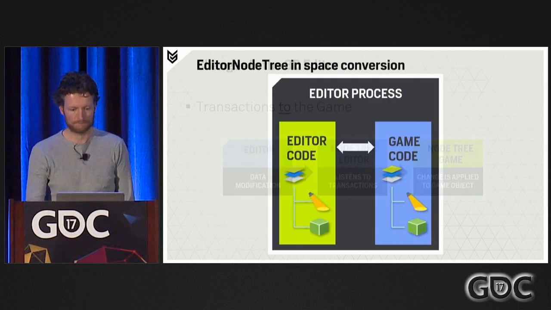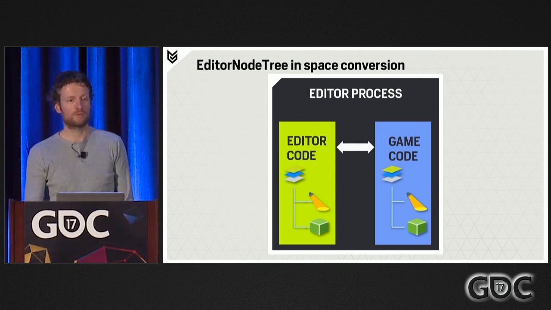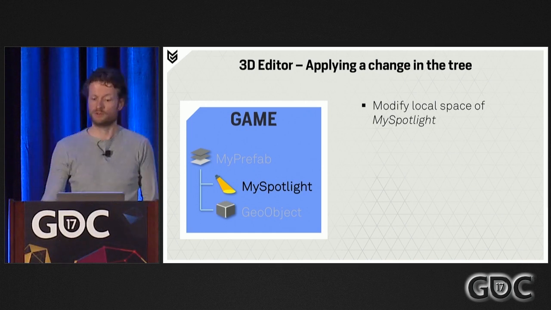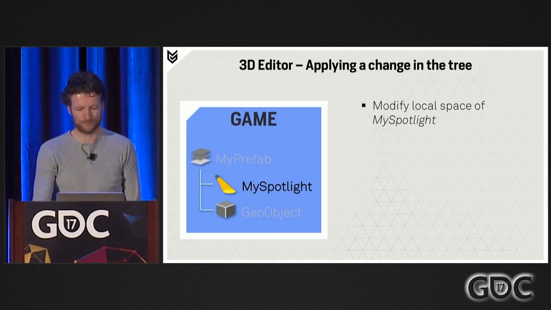With the information I've given before about having two editor node trees in our process and the data differences between the editor and the game, the previous diagram is obviously a bit of a simplification. For starters, data in the editor is in local space and objects in the game are in world space. Let's have a look at how the node trees allow us to deal with these changes. Let's say we modified the local space of the spotlight object, my spotlight, in this little hierarchy you see here. The spotlight has a parent object, my prefab, which for this example will be the root of the tree.